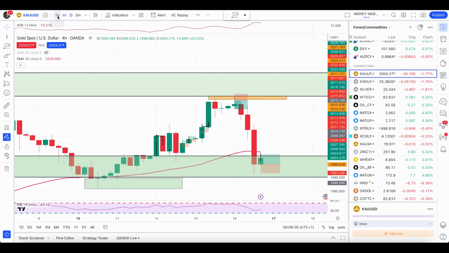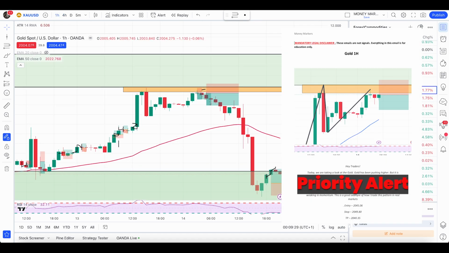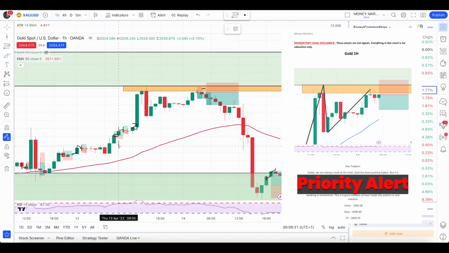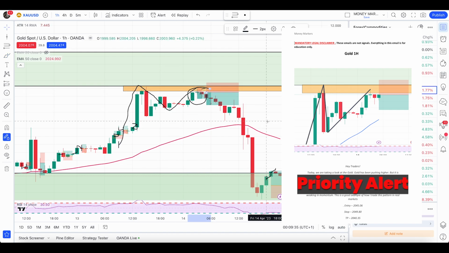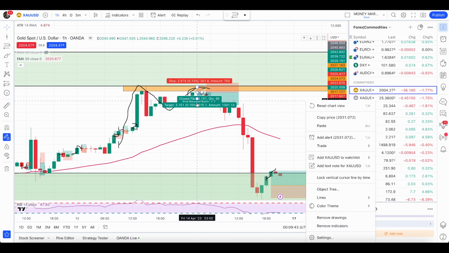Now let me show you on the 1 hour time frame first. A nice double top pattern right here: rejection, push up, bearish engulfer, and this was the entry I've sent to my priority members already. I've informed them that we have a valid condition, and this is what you learn in the priority group as well.